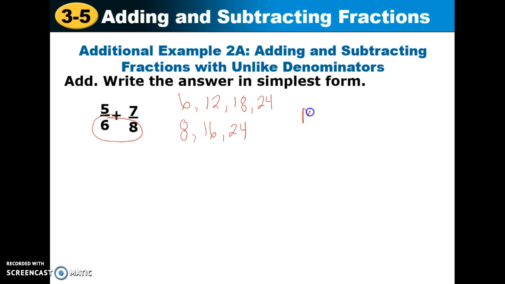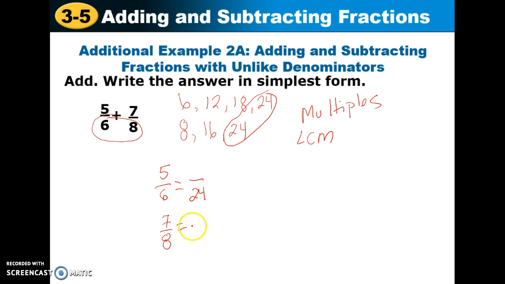These are multiples because I multiply this number times 1, times 2, times 3, and the least common multiple is right there. It's the smallest multiple they have in common. It's called the LCM. So now I'm going to rewrite my 2 fractions, 5/6, 7/8. I'm going to rewrite them as equivalent fractions, but the denominator is going to be 24 instead of 6 or 8. Well, let's do this one first.